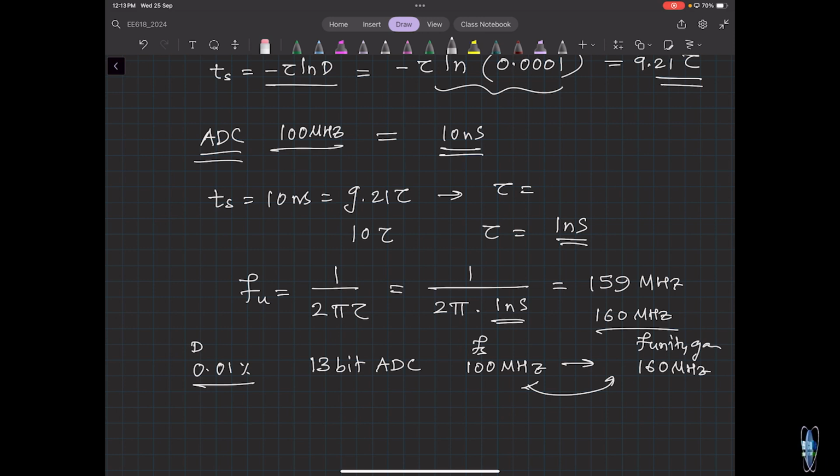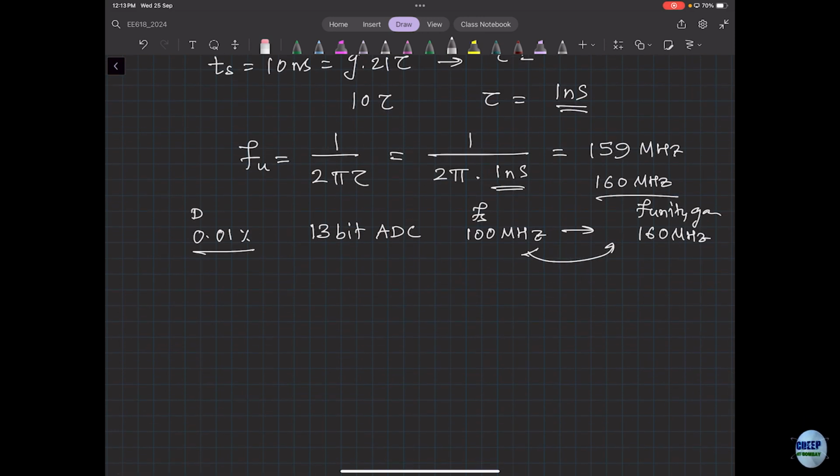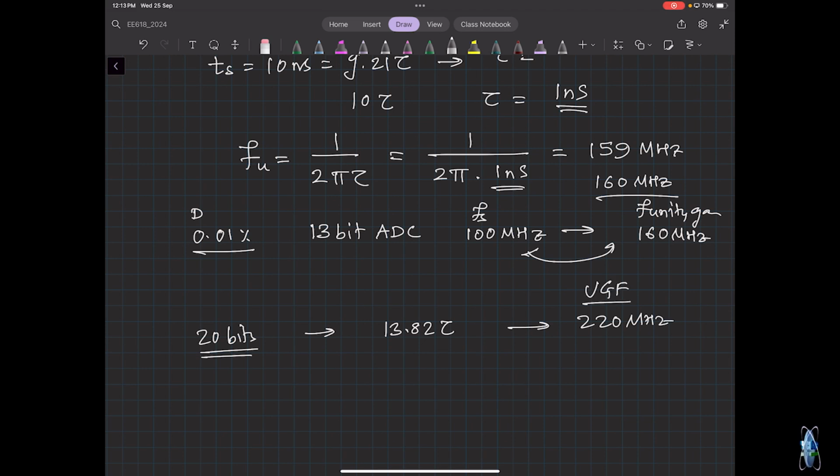So you can kind of go through this analysis, and let's say you want to do 20 bits. Okay. Then it will be 13.82 tau, and this will go to 220 megahertz. This is my UGF. So what this is telling me is that your op-amp has to be really good. It has to be super fast.